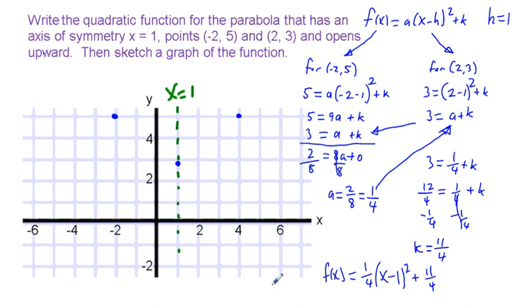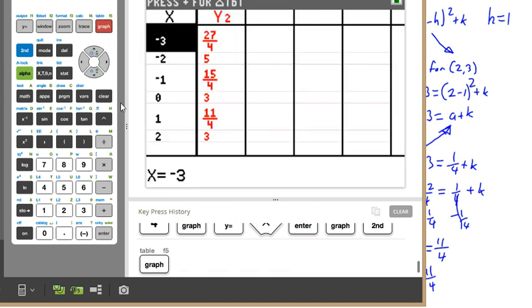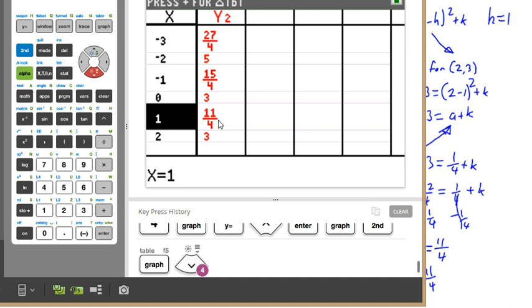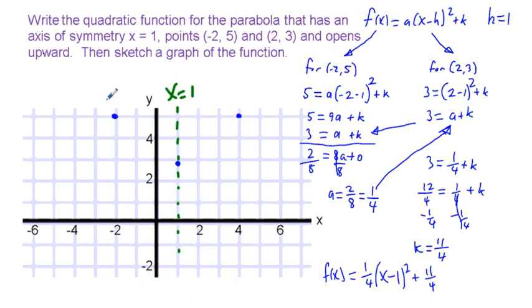Let's go to table view. We go to second graph. We have (-2, 5). That checks out. We have (1, 11/4). That is our vertex. And finally, we have (4, 5). So this is what it looks like. It looks like this. Not very artistic. Again.